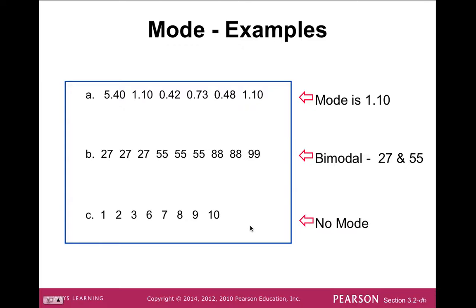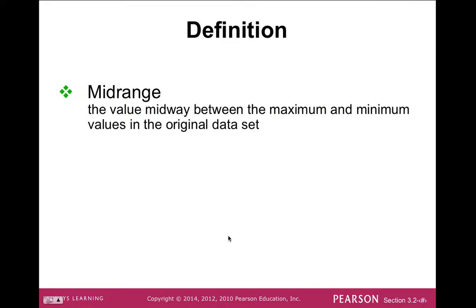Okay, and then let's look at sample C. Sample data C, there's no values repeated. So this has no mode. And it's not a bad thing if something doesn't have a mode. It just means that there's no data value that's repeated more than once. Okay, a couple of other things we want to get through in this section.